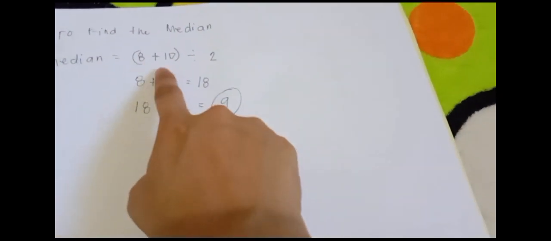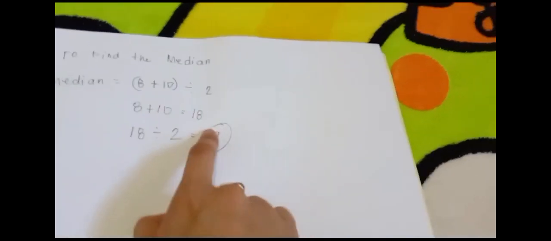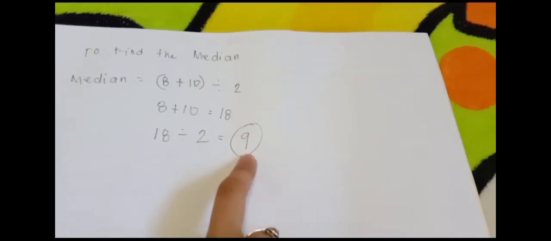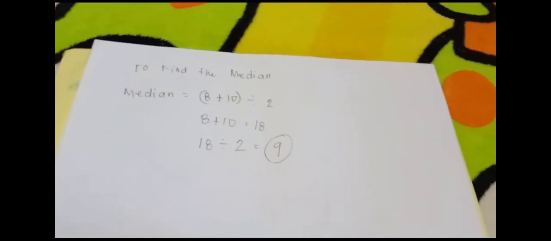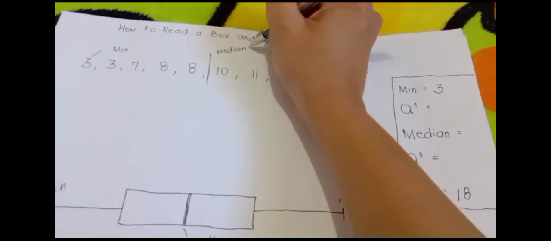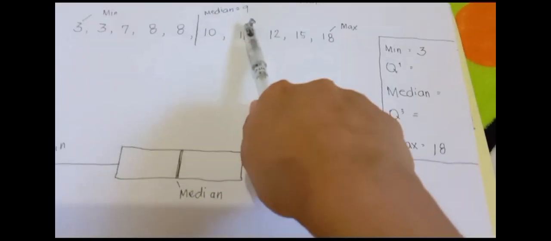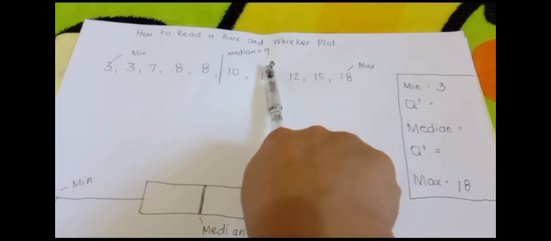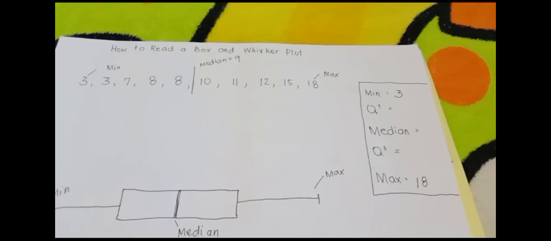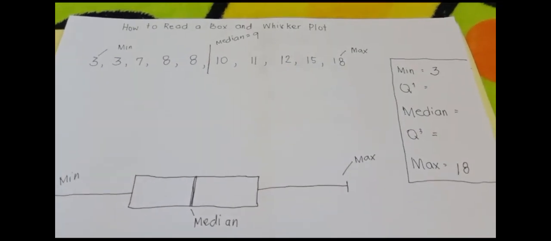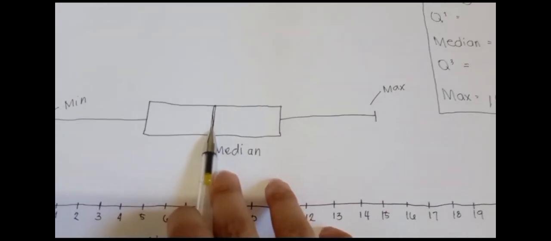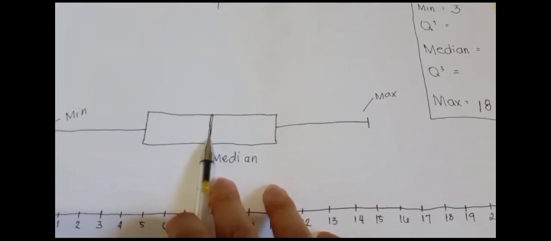Now, 8 plus 10 equal 18 divided by 2 equal is 9. So, the median is 9. So, ang median po natin is 9. Tandaan, sa tuwing mayroong dalawang number ay kailangan mong hanapin ang average para magawa ito. So again, the line inside the rectangle is the median. So that's the halfway point within our data.